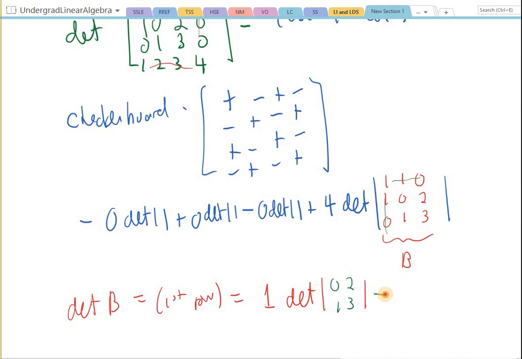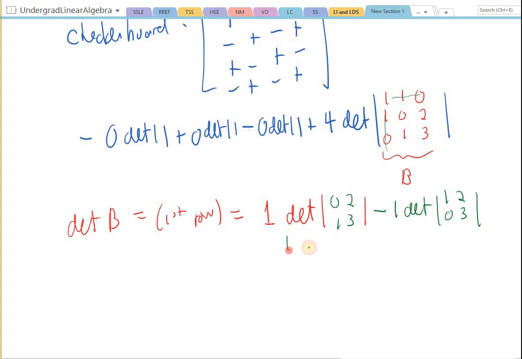And then I have a minus, since I'm on the first row, so I'm going to have minus 1 times the determinant. And then here I'm going to cross this one out, and that leaves me 1, 2, 0, 3. Like that.